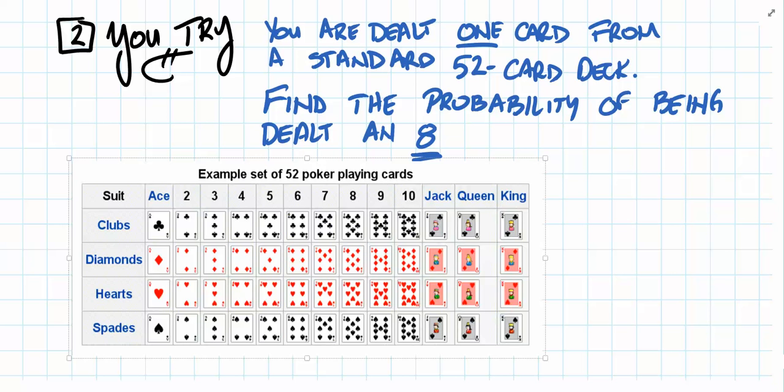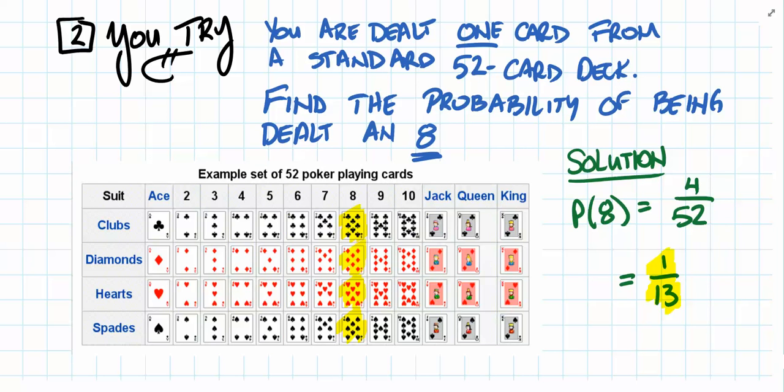Box number 2 is a you-try. You are dealt 1 card from a standard 52 card deck. Find the probability of being dealt an 8. I gave you the picture there just in case you needed it. Hopefully you got the right answer of 1 out of 13. Here's how I got it.